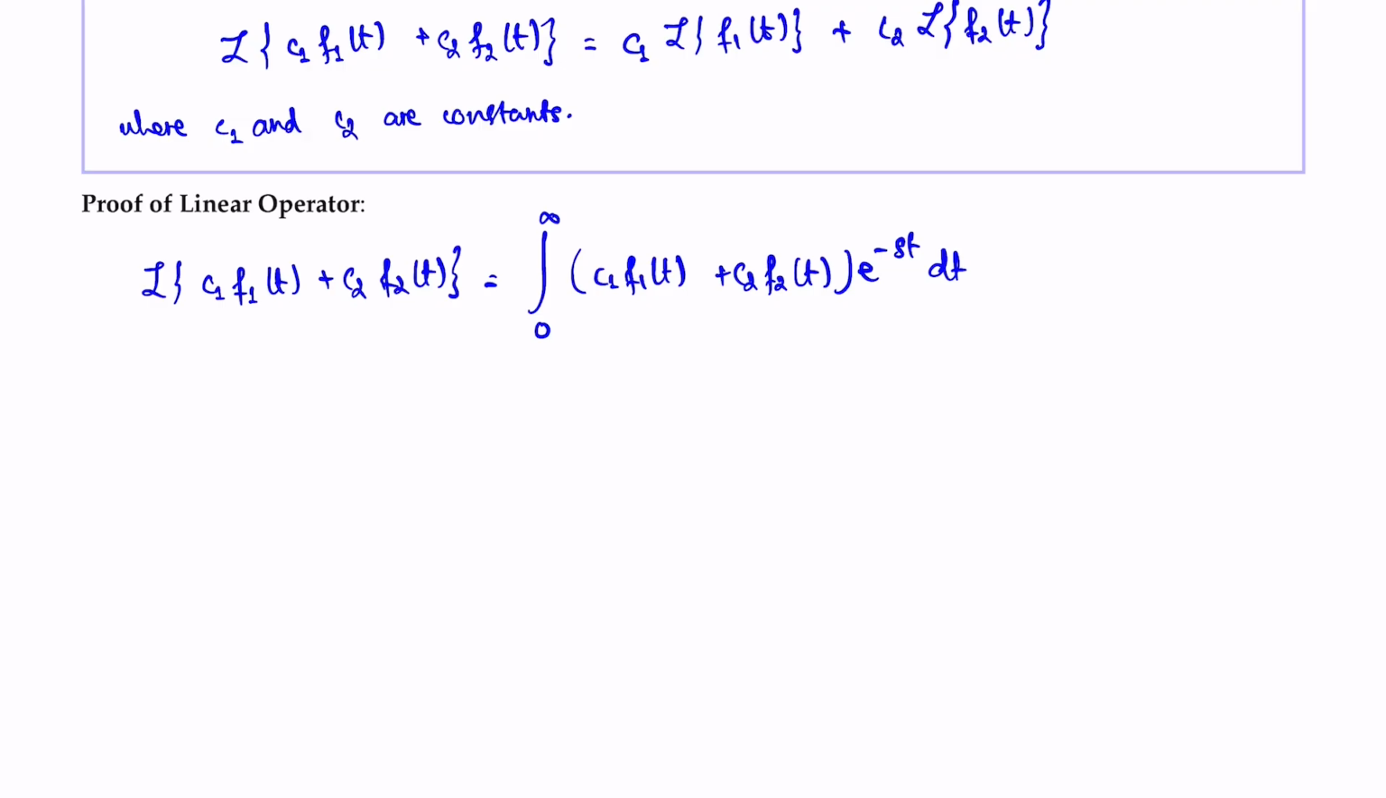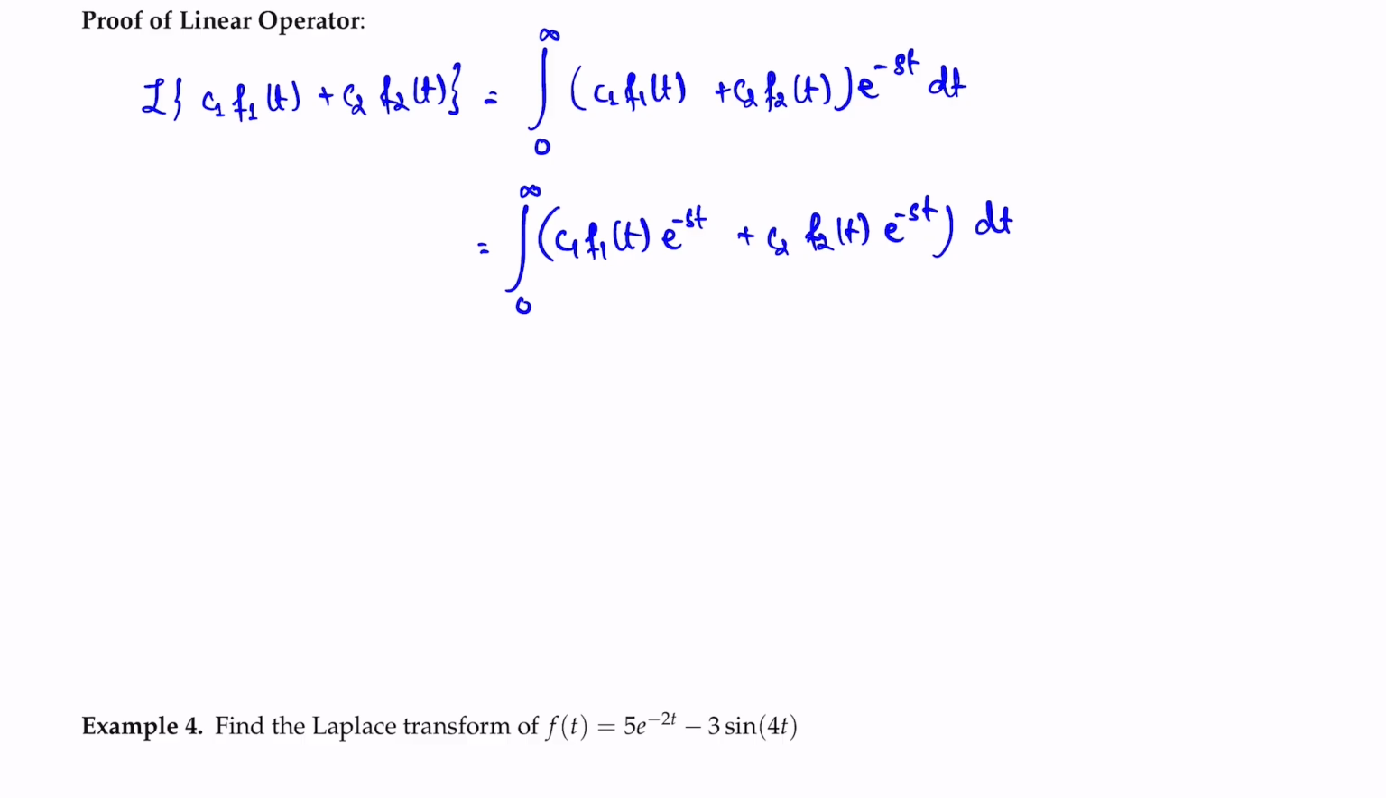Now, the next step is to distribute e to the negative st into the parentheses. You get the improper integral from 0 to infinity of C1 f1(t) times e to the negative st plus C2 f2(t) times e to the negative st dt. Then you separate this improper integral. So integral of a sum is a sum of integrals. That is the improper integral from 0 to infinity of C1 times f1(t) times e to the negative st dt plus the integral from 0 to infinity of C2 f2(t) times e to the negative st dt.